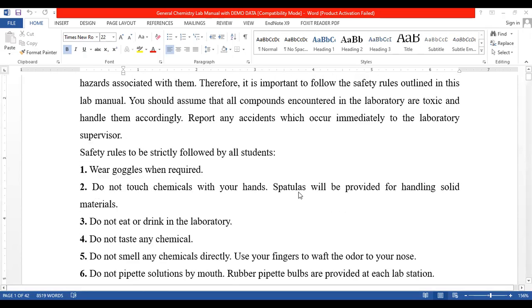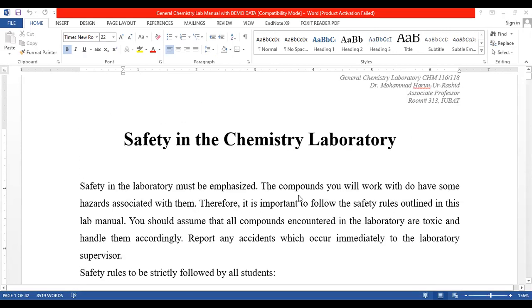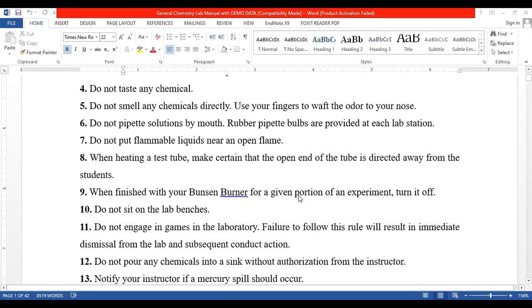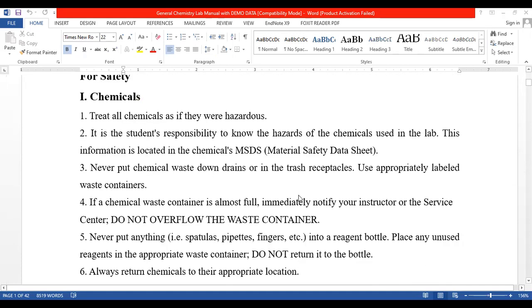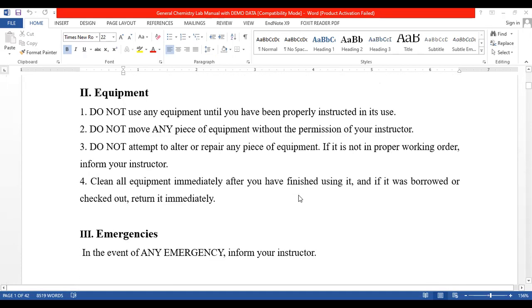You can just list down the safety rules from this manual, because it is more or less inclusive of all the information regarding chemical safety, equipment safety and other emergencies. So you have to write down the lab safety rules at the very beginning of your lab report. You can even start from today.